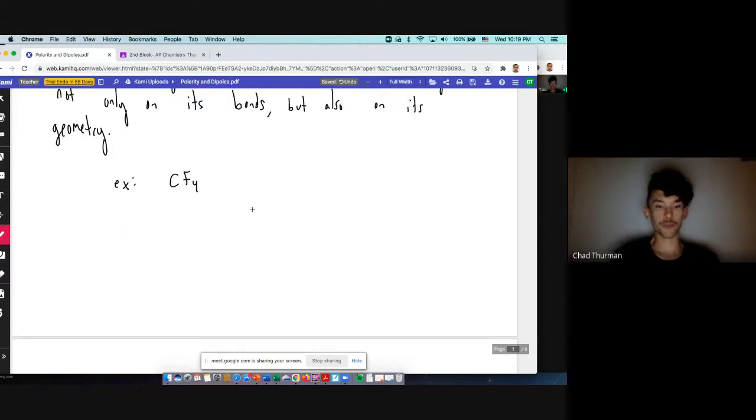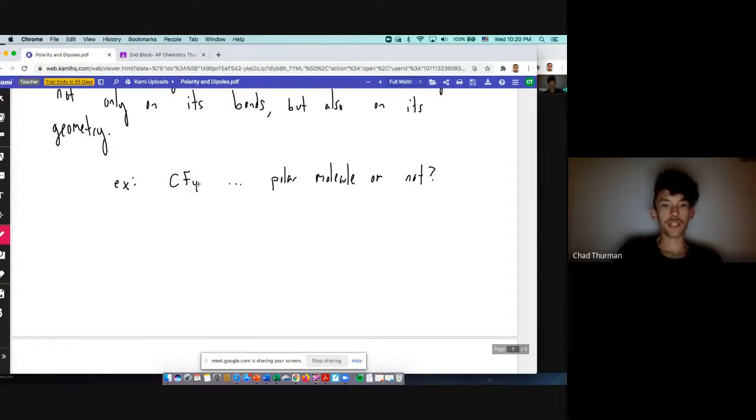CF4, carbon tetrafluoride. First, I want to know, is this a polar molecule or not? Is the molecule as a whole polar? Does it have partially negative and positive ends, or does it not? And looking at this, you might predict that, well, this is carbon and fluorine. Those are different elements. It's not carbon hydrogen. So yeah, it must be polar. These are going to be polar bonds. And in that case, you would be correct. However, when we look at the molecule as a whole, it gets a little bit more complicated.